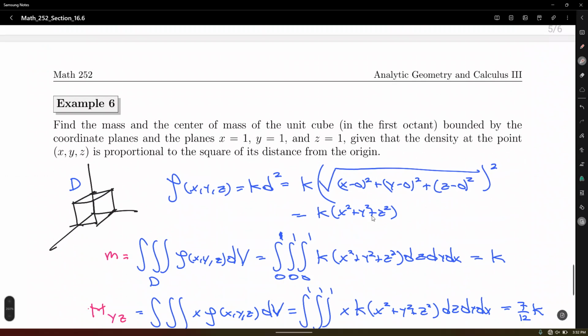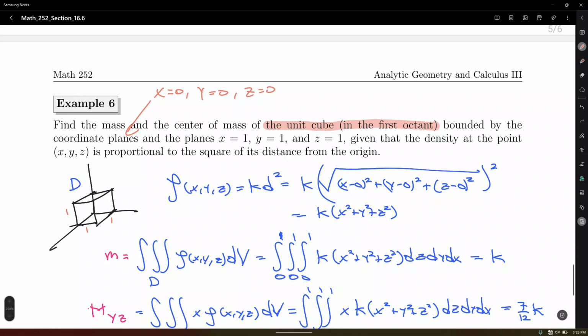So here we will find the mass and the center of mass of the unit cube in the first octant. Okay, so this is key. The unit cube in the first octant, that is the cube that is bounded by the coordinate planes. Again, what are the coordinate planes? Aren't they x equals 0, y equals 0, and z equals 0? Yes, and the planes x equals 1, y equals 1, z equals 1. So that comprises 1, 1, 1, the unit cube. So 1 times 1 times 1, and it also happens to have a volume of 1.